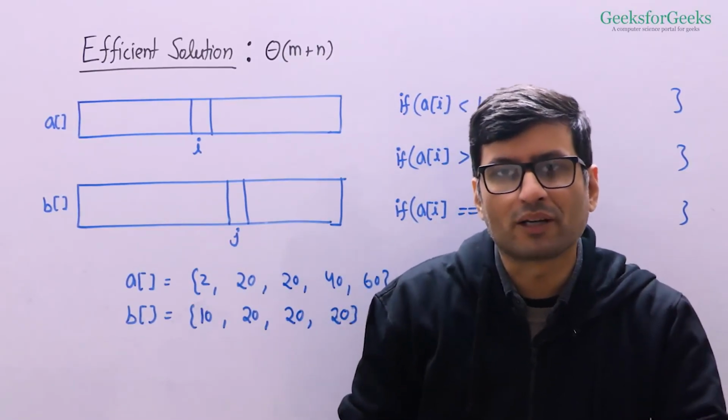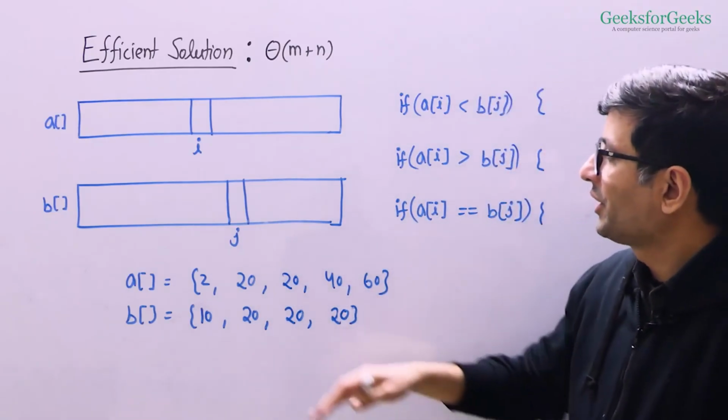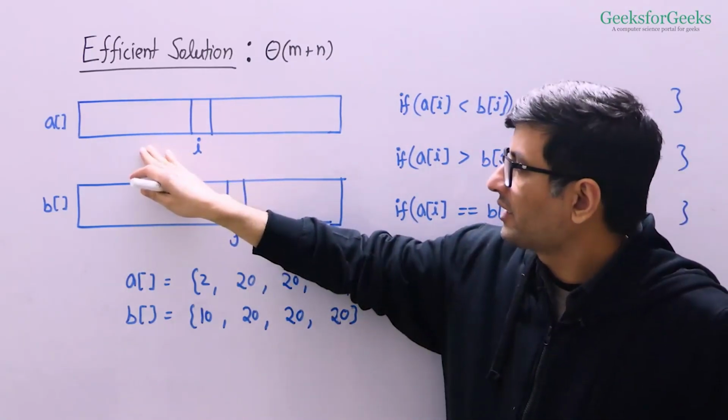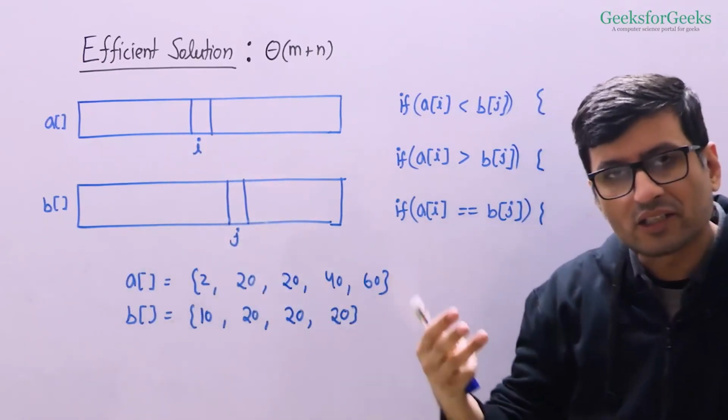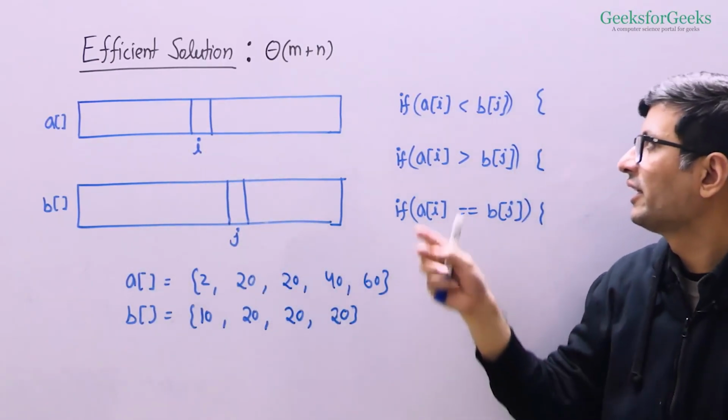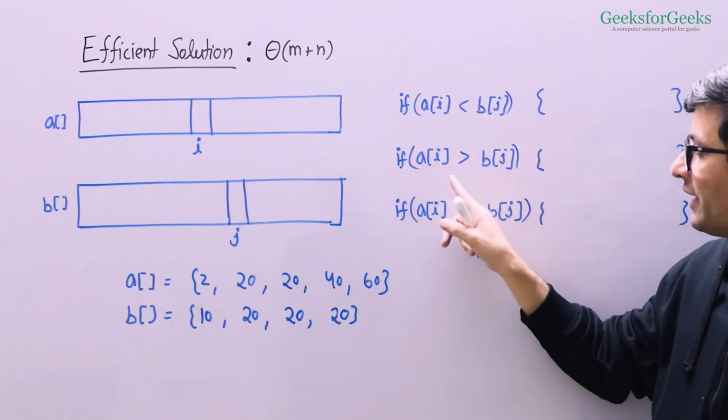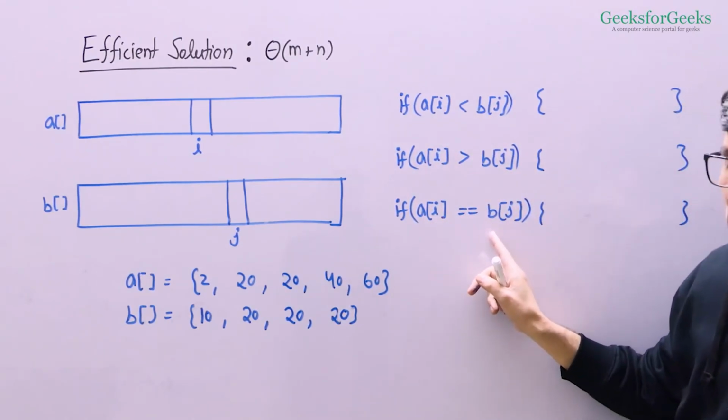It's going to be simpler than the merge function. So we traverse through array A, and simultaneously we traverse through array B and compare ai with bj. There are three cases that would arise: ai is smaller than bj, ai is greater than bj, and ai and bj are the same.